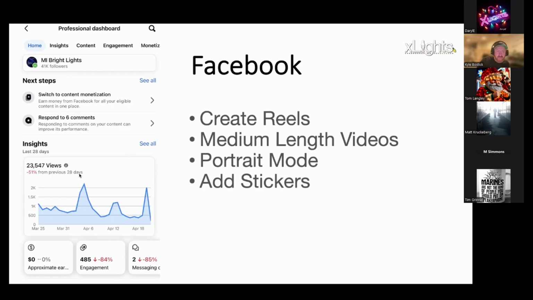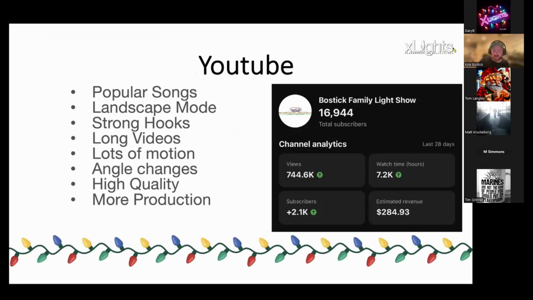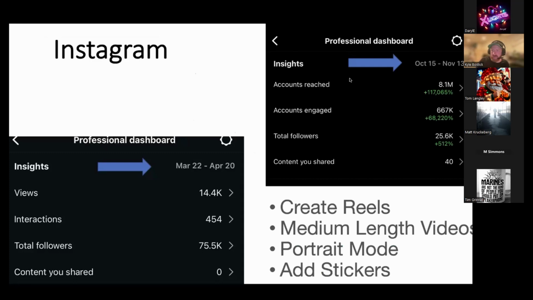So this is the last 28 days. This was in April. You can see our performance, 23,000 views or something in mid-April. But during peak season, this one's Instagram, accounts reached from October to November, 8.1 million, reached from March to April, 14,000. So a very drastic difference in accounts reached when it's actually show season and when your videos are doing well. So I wanted to include these two different ones.